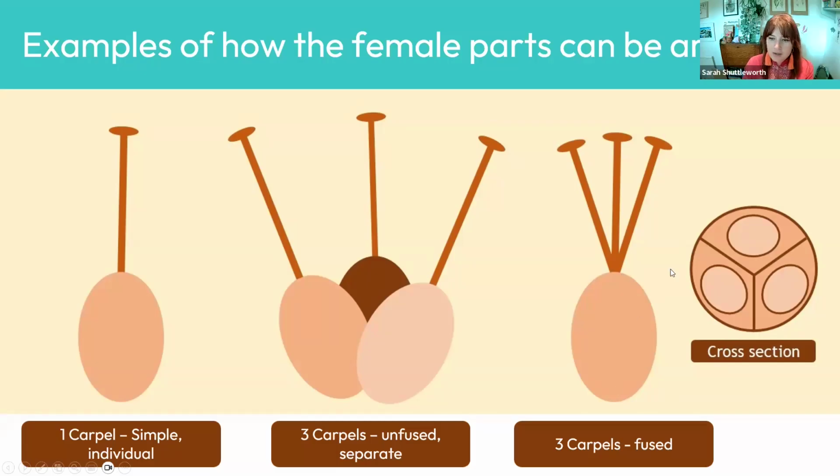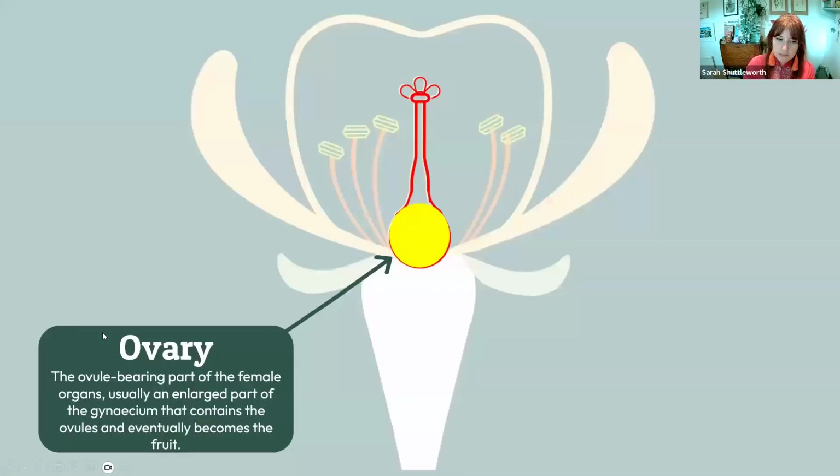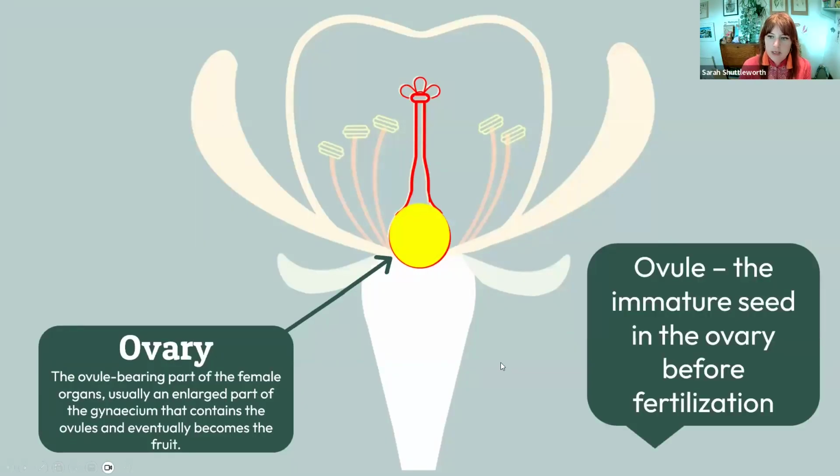But essentially, those are the carpels that are fused together. So we mentioned that that's the whole unit, the gynoecium or the carpel. And then when you break that down into the individual parts, we've got the ovary at the bottom. Now, this is the ovule-bearing part of the female organs, and it's usually enlarged to have all of that. And eventually that becomes the fruit once it's fertilized.